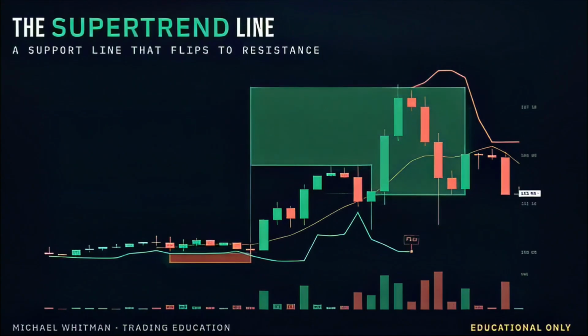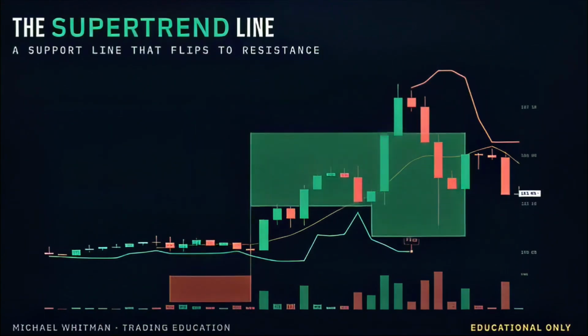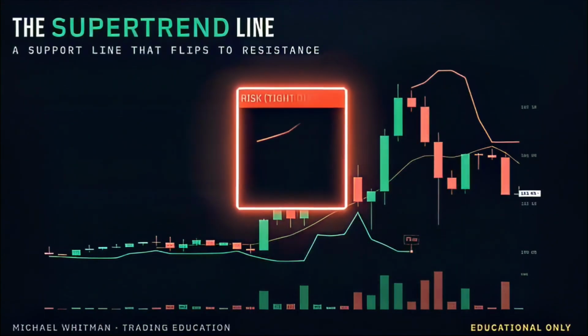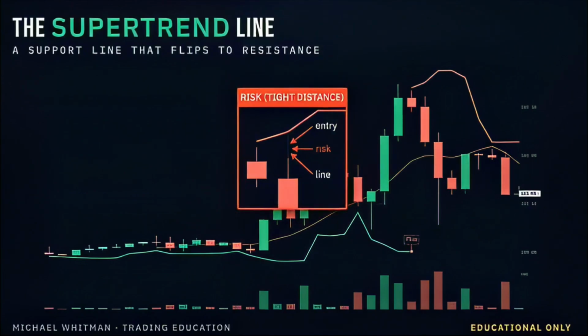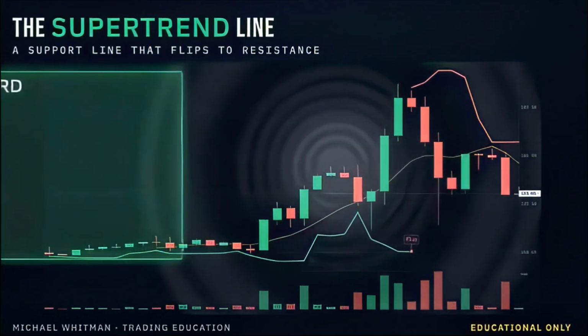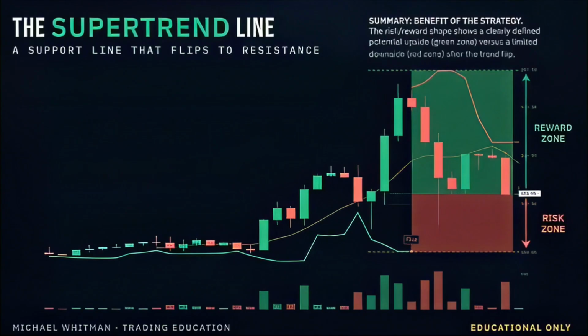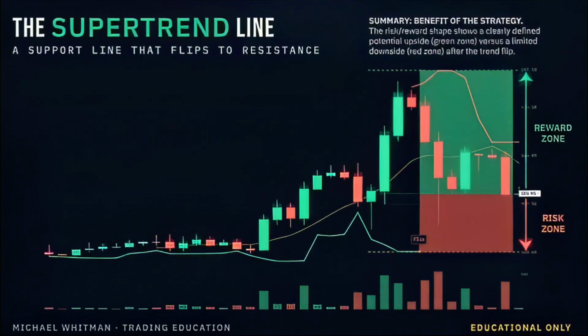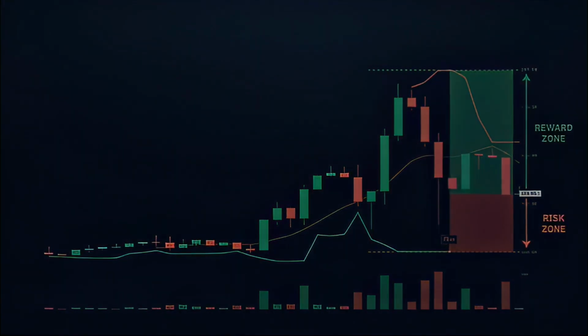Look at the shape that gives you before you have even placed the trade. Your risk, from the pullback entry down to the line sitting just beneath it, is naturally small, because that is exactly where the line was already hugging price. Your reward, up toward the next swing high, is usually a good deal larger. You get that favorable shape almost automatically, simply by refusing to chase the flip and waiting for the pullback instead.